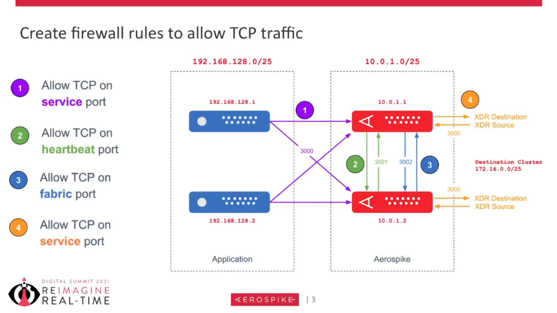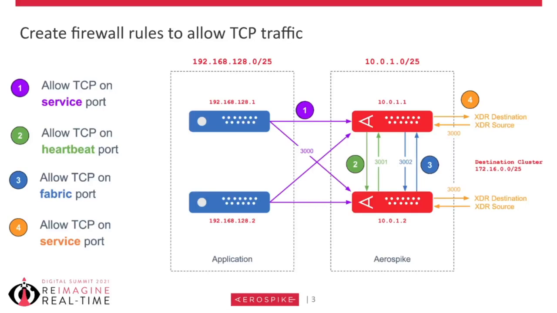And then the final type of traffic, again, this is only if you're using our cross data center replication, which means you're replicating data asynchronously to another Aerospike cluster in a different data center or different cloud region. Now, with that type of setup, you would have traffic going out of the Aerospike nodes and to another Aerospike cluster that uses the service port, just like applications. So from a firewall rule perspective, it looks just like the other service traffic, with the difference being that it's originating from the source cluster.